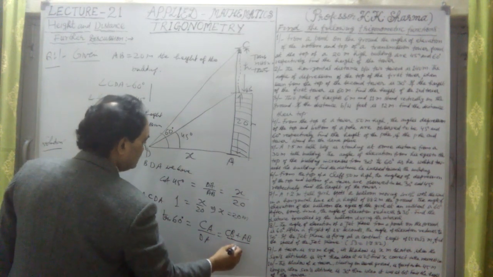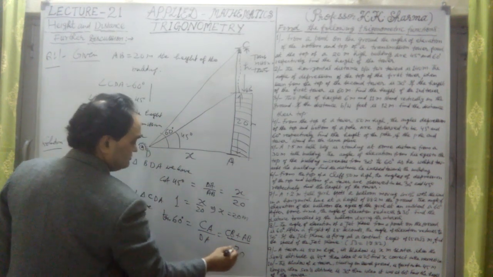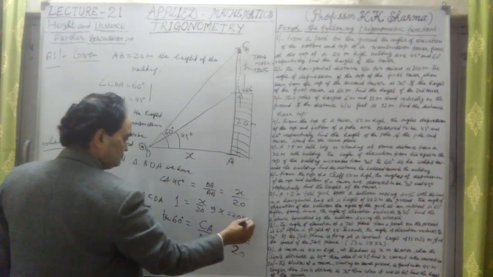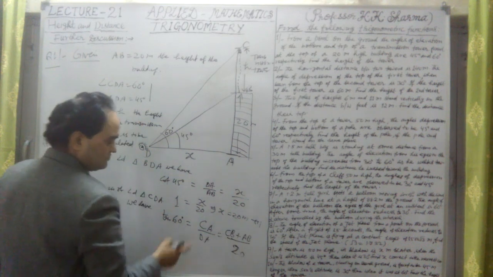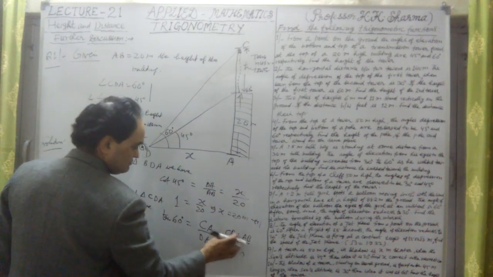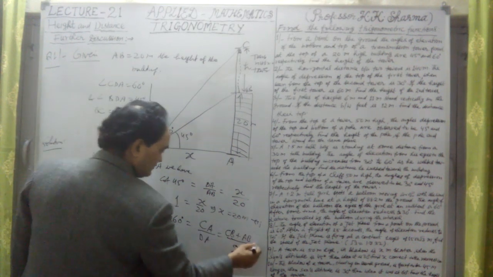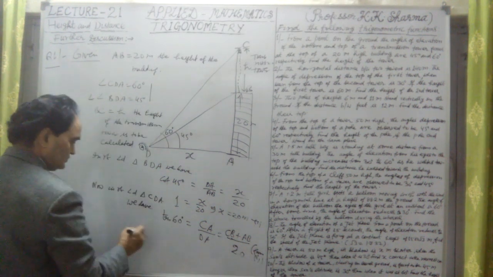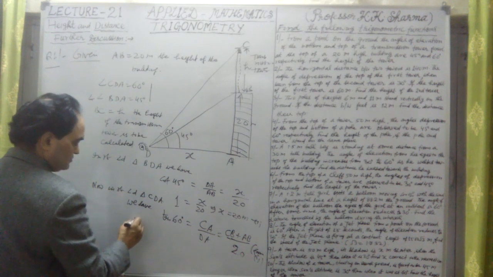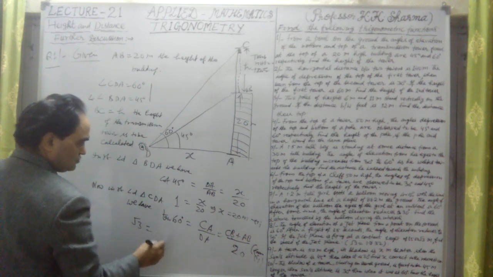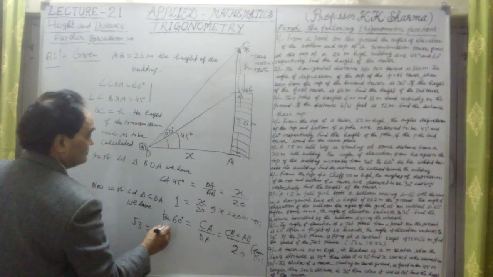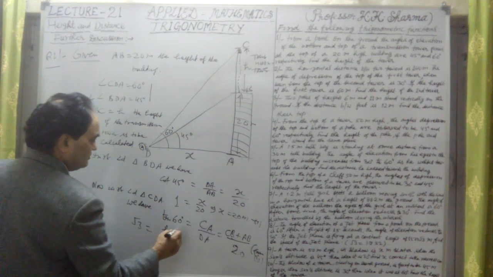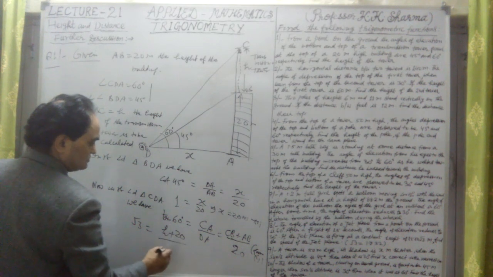DA is X, which we assume is 20 meter. From the first equation, X is 20 meter, we have just calculated. Now tan 60 degree is root 3. Root 3 is equal to CB or BC, which is H we have assumed, plus AB, which is 20 meter as given to us, divided by 20.